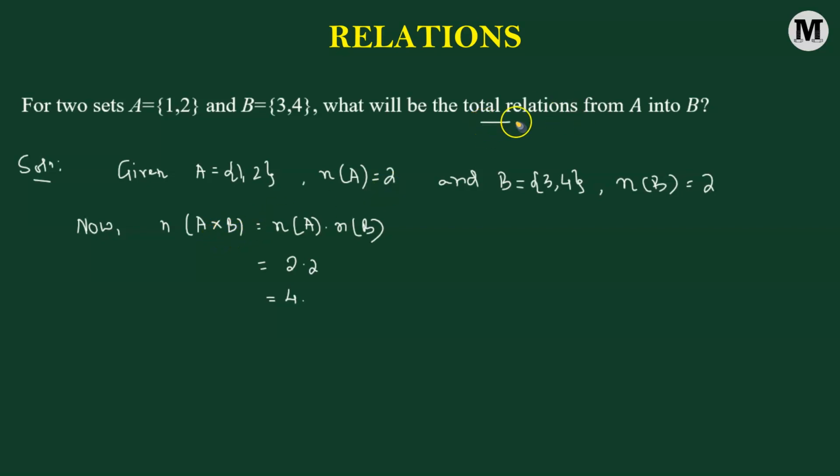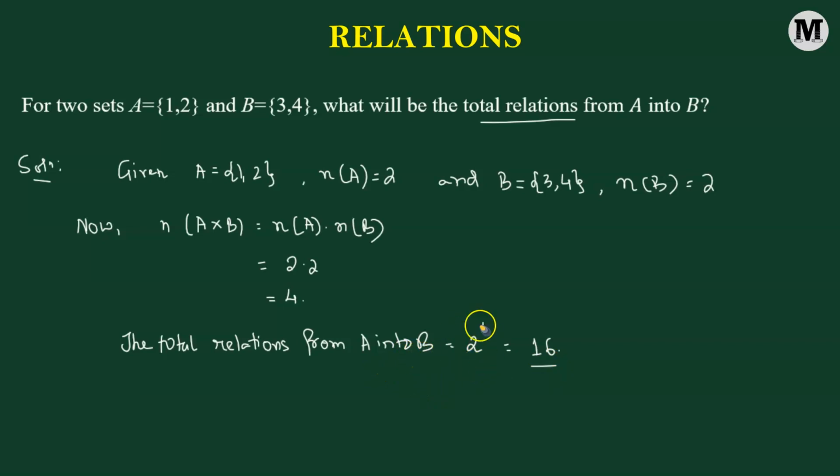Our goal is to find out the total relations from the set A into B. Now, the total number of relations from the set A into B is given by 2 raised to the power of the total number of elements in the Cartesian product of A and B. So 2 raised to the power of 4 equals 16. So there are 16 relations possible from A into B.